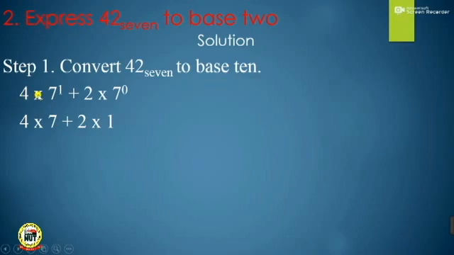So we have it to be 4 multiplied by 7, which is what we have here. Then remember, we said that any number raised to the power of 0 is equal to 1. So 7 raised to the power of 0 here is equal to 1. So let's continue. 7 times 4 gives us 28. 2 times 1 gives us 2. Then 28 plus 2 gives us 30.